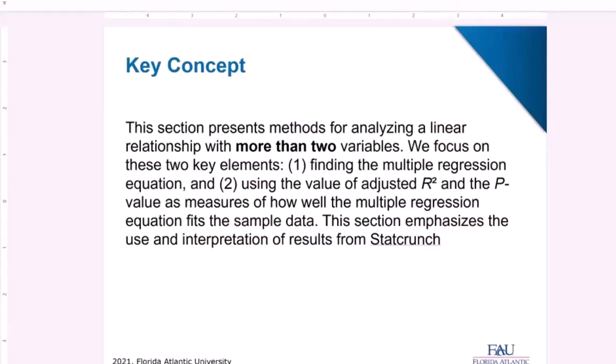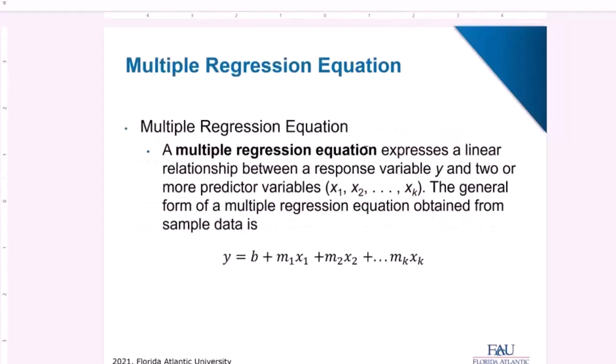When we were doing simple linear, we had an X and a Y. Now we have a Y, and we could have multiple X values. A multiple regression equation expresses a linear relationship between a response variable, which is Y, and two or more predictor variables. They're all called X. It's X sub 1, X sub 2, to differentiate the different X values. Don't get too worried about the notation.